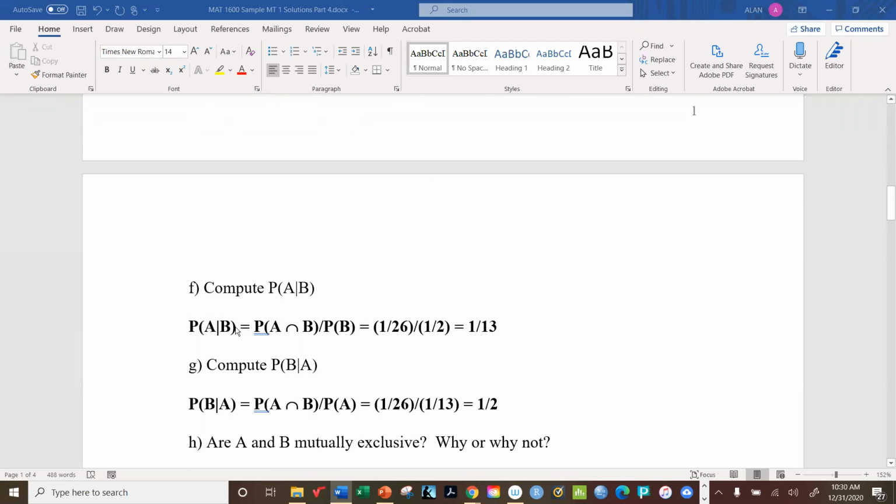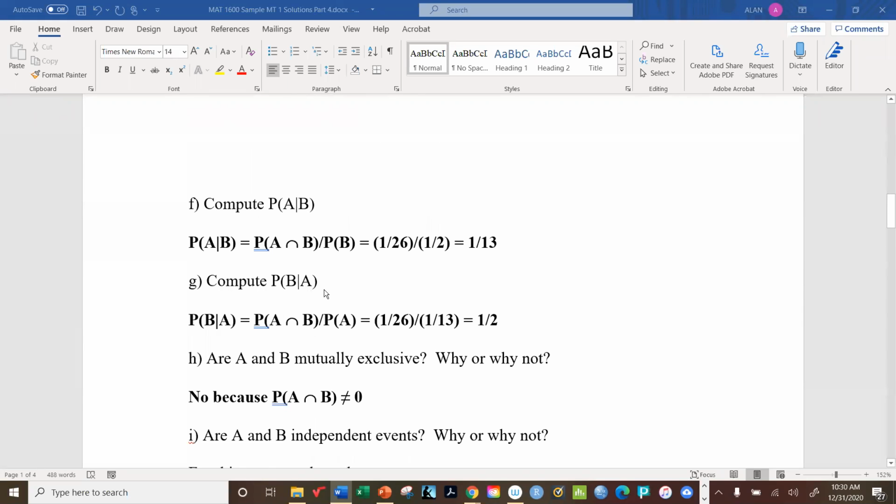Now, for the conditional probabilities, we just use the definition of a conditional probability, which means we have the joint probability of A and B in the numerator. The probability of B goes into the denominator. And these numbers we've already calculated. So we'll just take the ratio of 1/26 over 1/2, and that leaves us with 1/13.